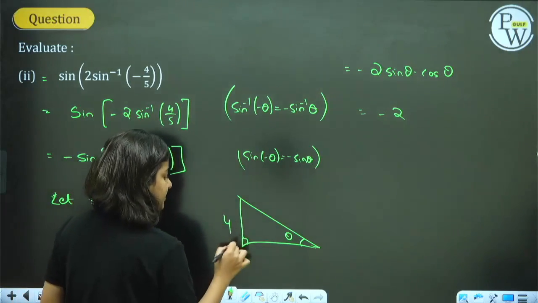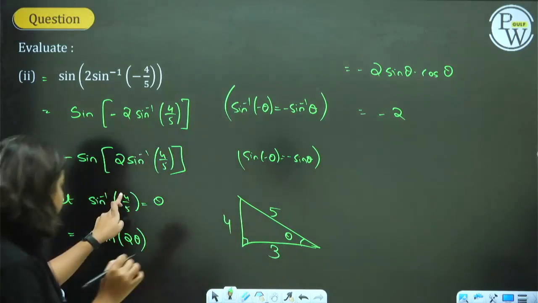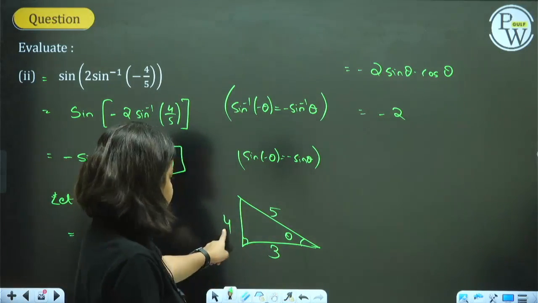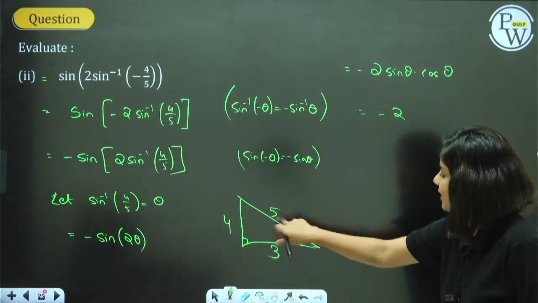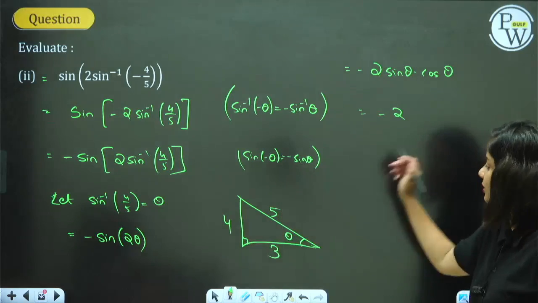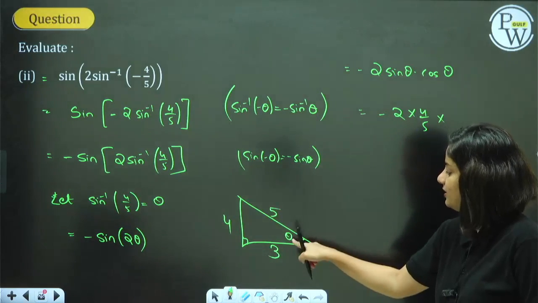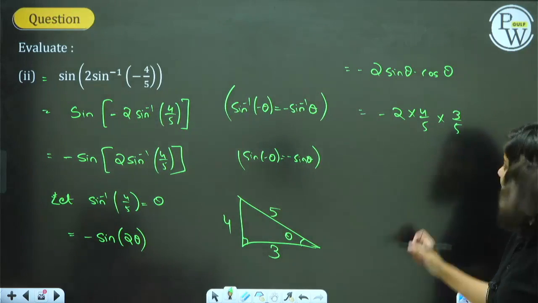This time opposite is 4, adjacent is 3. Opposite 4, hypotenuse 5, that means adjacent will be 3. Pythagorean triplet. From this triangle, what is sine theta? Opposite upon hypotenuse. And what is cos theta in this triangle? Adjacent upon hypotenuse. So directly from the triangle, we can get the value.